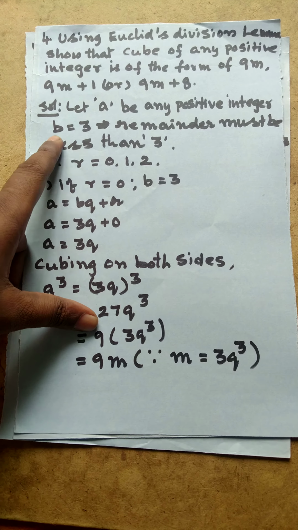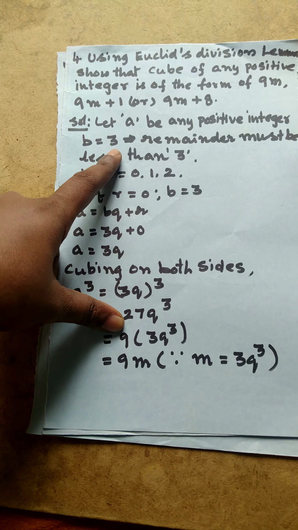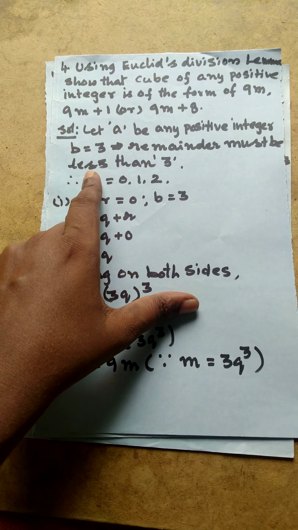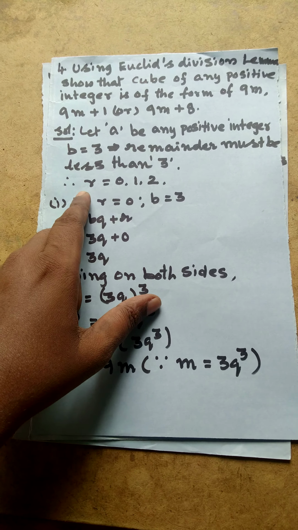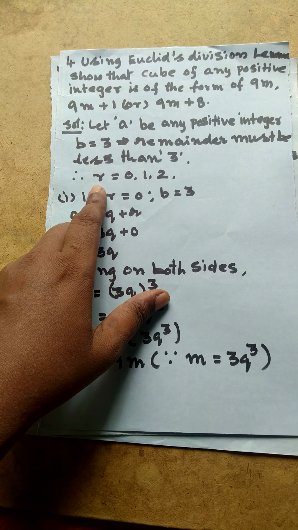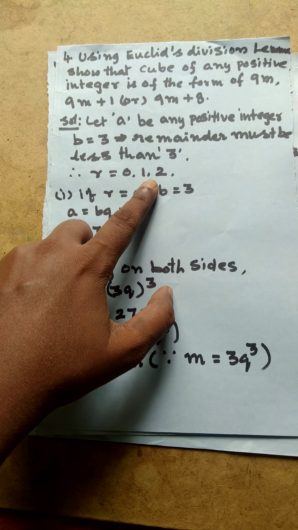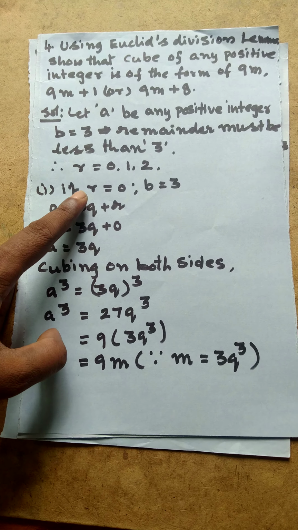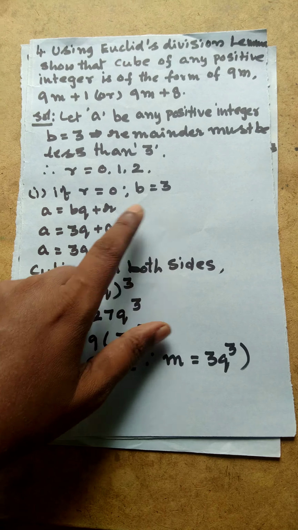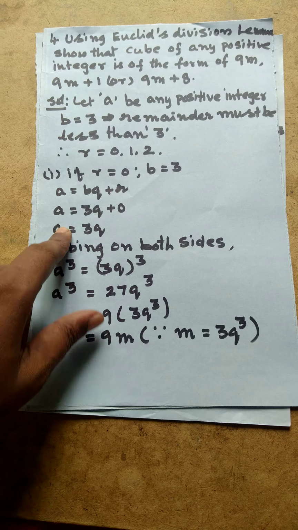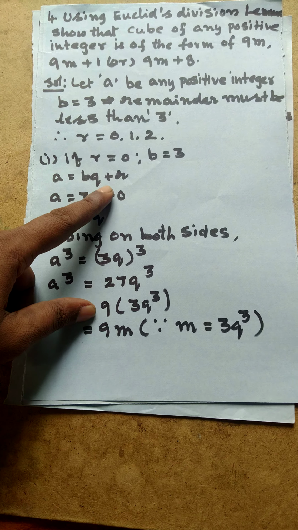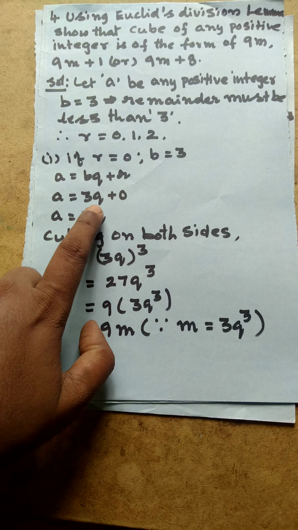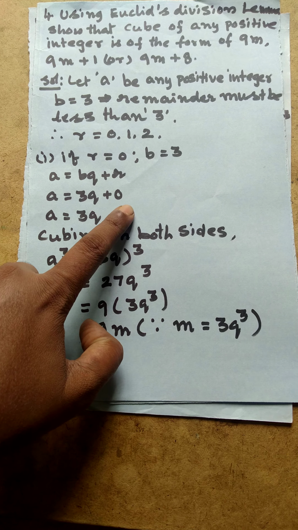Suppose we consider b as 3, that is, the divisor as 3. The remainders must be less than the divisor, that is, less than 3. So the remainders are 0, 1 and 2. Suppose r equal to 0 and b equal to 3. Already we know that Euclid division lemma is a equal to bq plus r. So a equal to 3q plus 0.